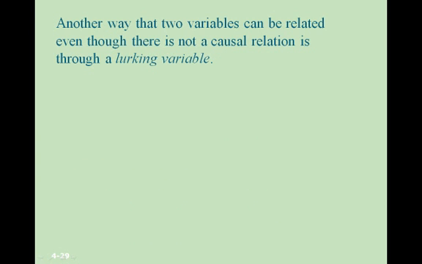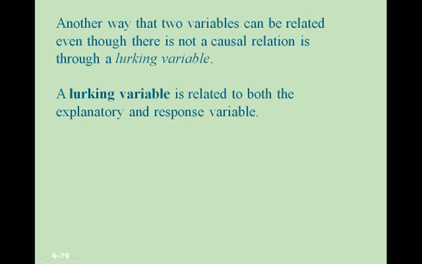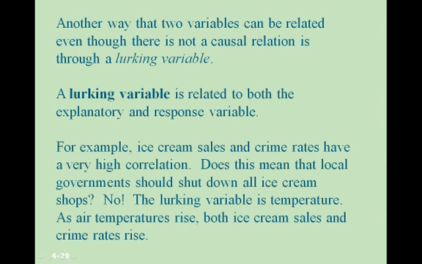Another way that two variables can be related, even though there is not a causal relation, is through a lurking variable. A lurking variable is related to both the explanatory and response variable. For example, ice cream sales and crime rates have a very high correlation. Does this mean that local governments should shut down all ice cream shops? No. The lurking variable is temperature. As air temperature rises, both ice cream sales and crime rates rise.